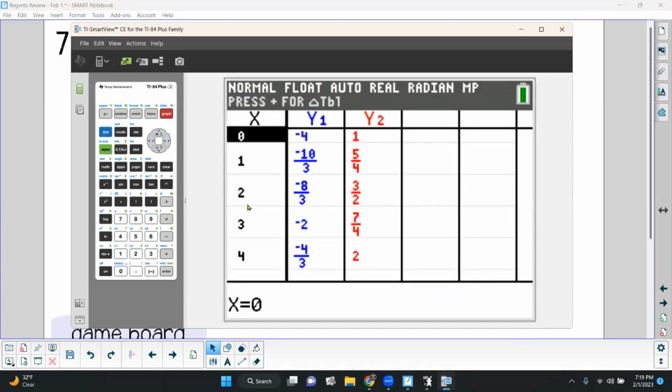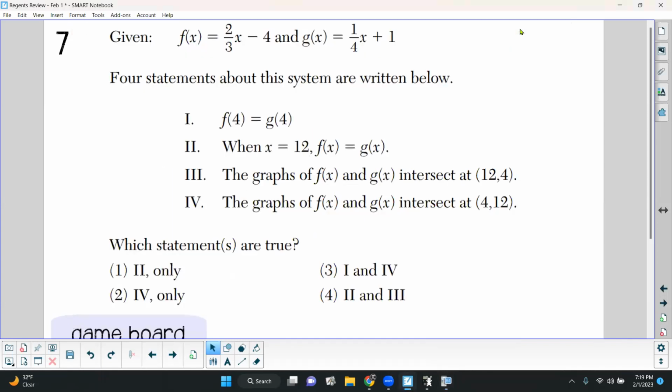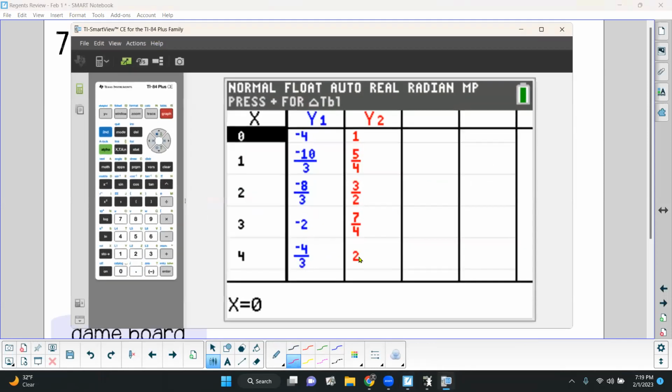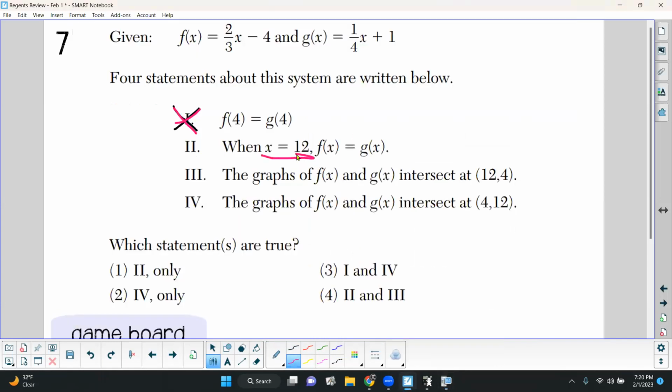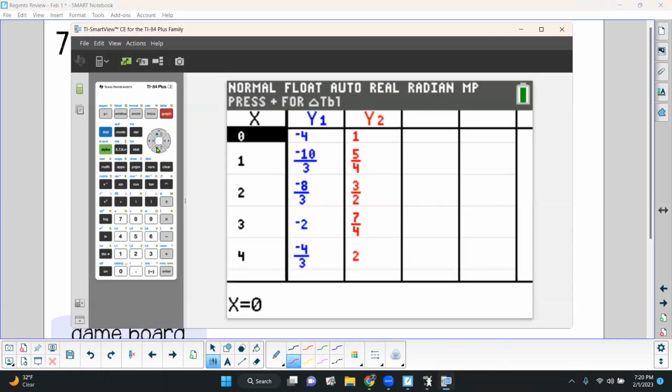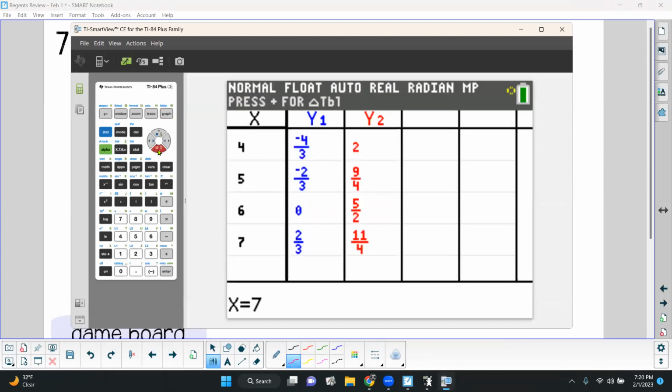Second table, so I can see at an input of 4, the outputs are not the same. So this one is definitely wrong, because when x is 4, the outputs were different, -4/3 and 2. So the next thing I'm going to check here is, how about when x is 12? When x is 12, are those two functions equal to each other? So then I scroll down, and I should be looking at 12.